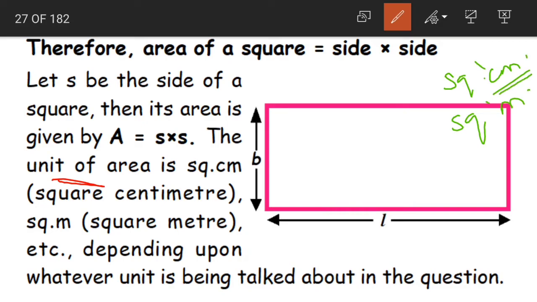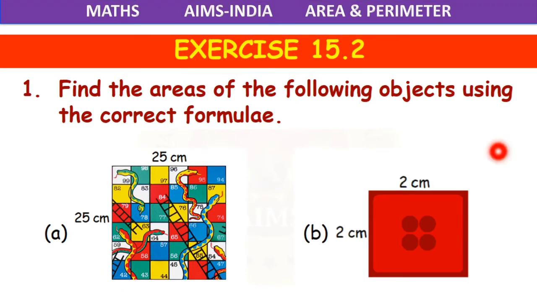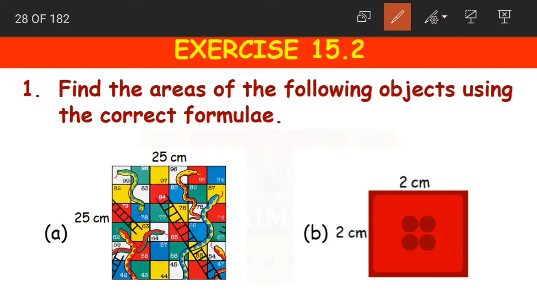Now in the question, if they have given centimeters, we'll write square centimeters. If the measurements are given in meters, we'll write square meters. Is this clear? Now coming to the exercise problems, find the area of the following objects using the correct formulae. First one, it is a square and the length of the side is s.